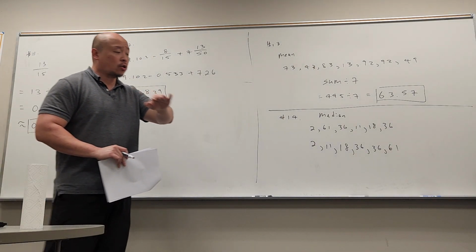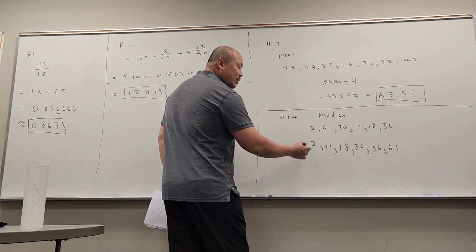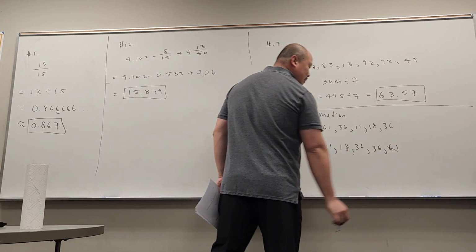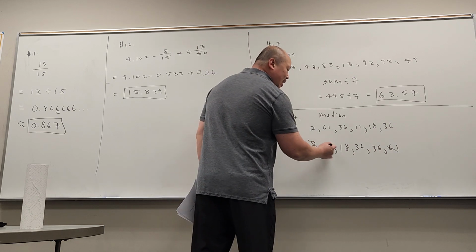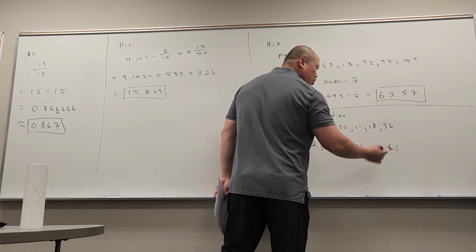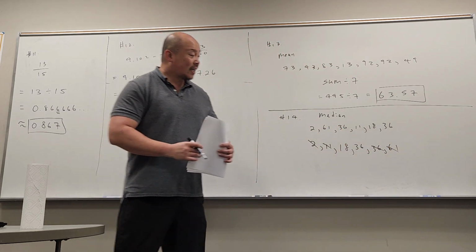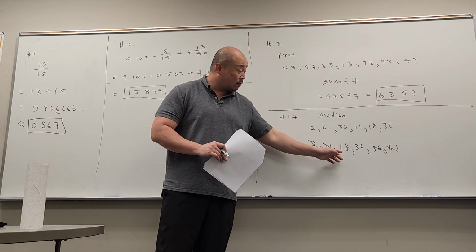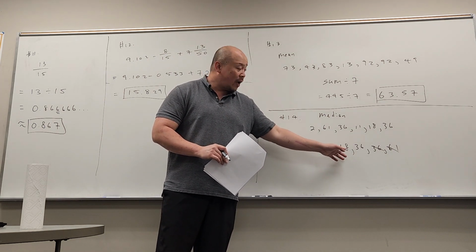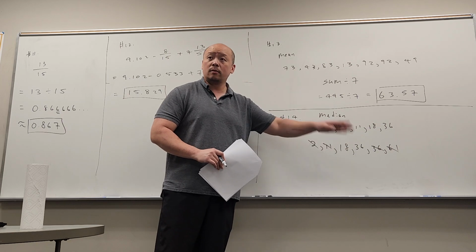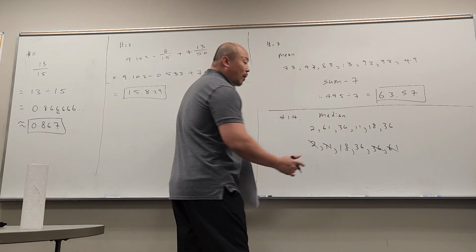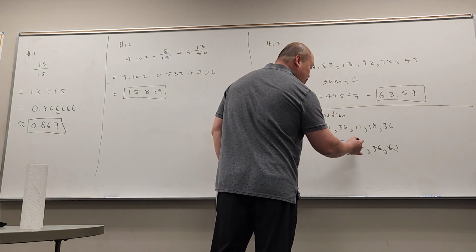The best way to do it is, how about this? I'll take out the first number and the last number. Then I take out the second and the second to last. I want to find the number in the middle. Here's the problem: I have two numbers in the middle. If you have one number in the middle, that's your answer. But right now, you have two.